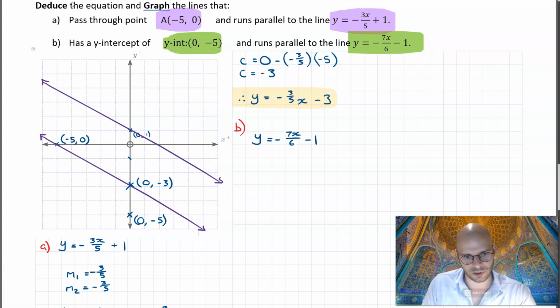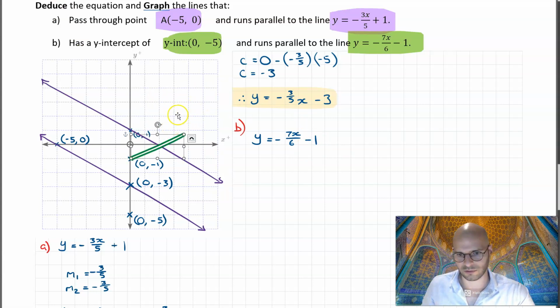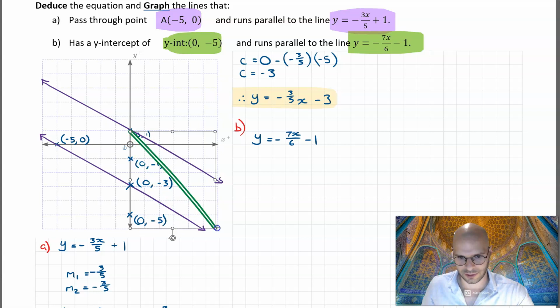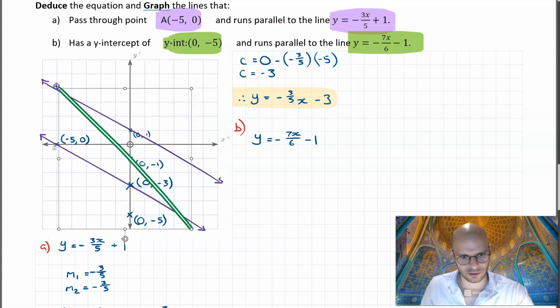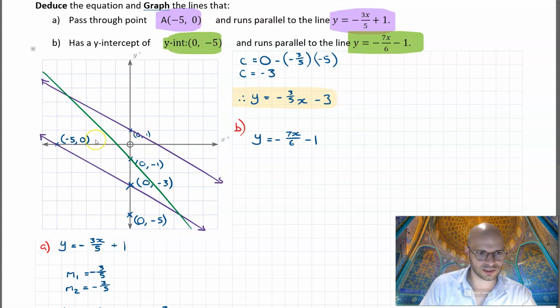Now I know this one's going to cut at this point here because of the c value here, and we're expecting a negative gradient, so what that infers is that for every 7 we go down, we're going to go across 6. So 1, 2, 3, 4, 5, 6, 7, and then we've got to go across 6, something like that. So now I just stretch it across. Alright, so we've got a rough sketch of our line now.